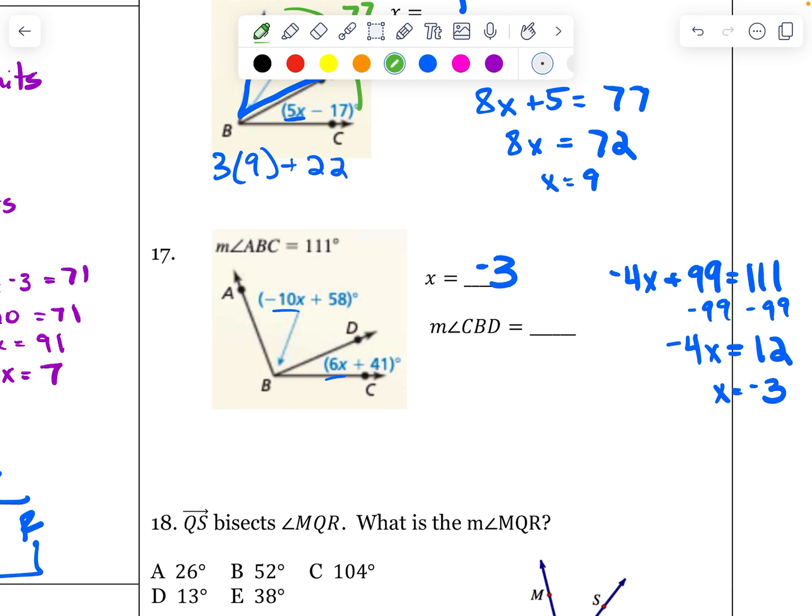So let's make sure this works. CBD. CBD is this one. So 6 times negative 3 plus 41 is 23 degrees. That works. Cool.